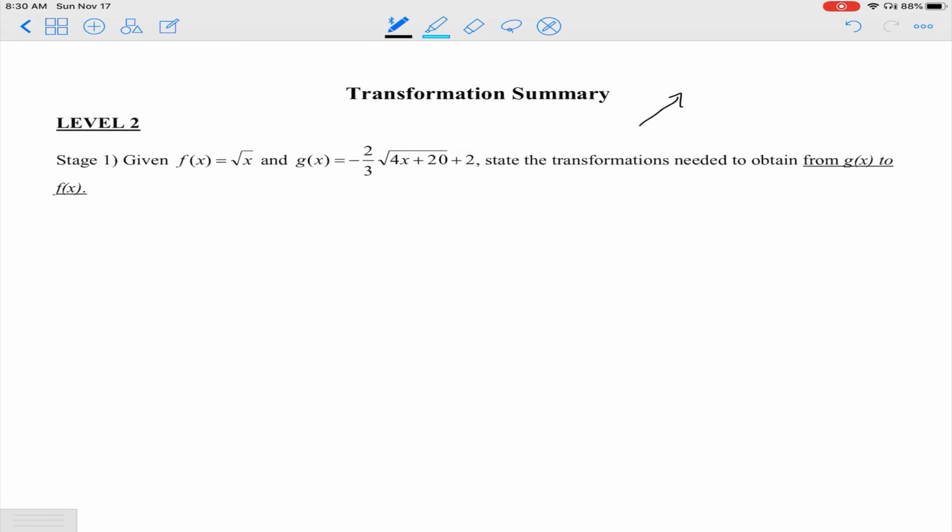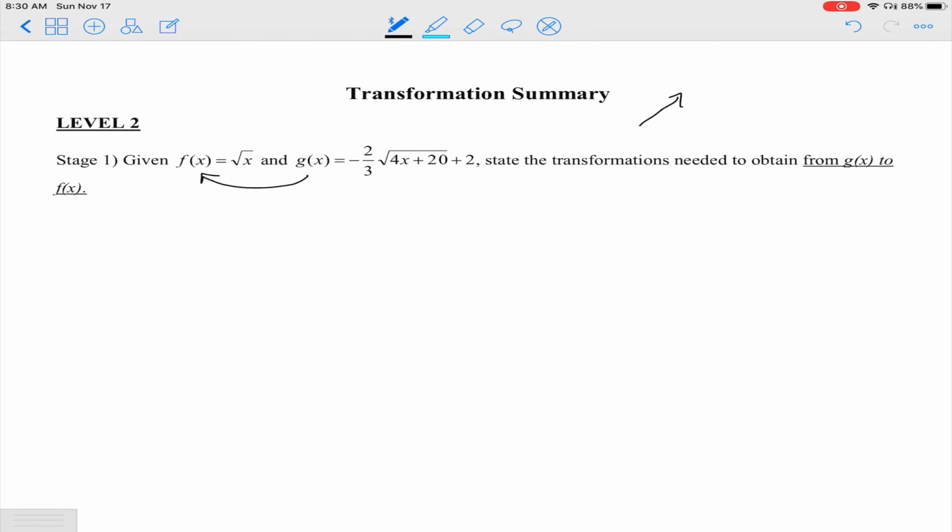So if you take a look at this stage 1, given f(x) equals the square root of dx and g(x) equals negative 2 over 3 square root of 4x plus 20, plus 2. State the transformations needed to obtain f(x) from g(x). So basically from g(x) to f(x), and as you can see, it's actually going backward, right? So from the transformed form to the original parent form. The principle of doing this is pretty much the same as level 1, however we're just going backwards.